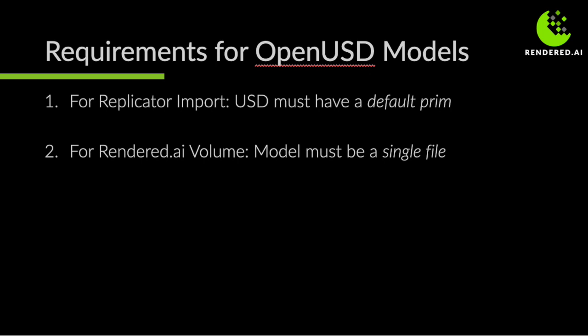The requirements for uploading a 3D model file to Rendered.ai are: 1. The model must have a default prim for Replicator import, and 2. The model must be stored in a single file for a Rendered.ai node to use items from a data volume. This is done with either a USDZ or a zip archive. Here we will use a zip archive. I will show how the name of the zip file will match the name of the internal model file. This is a convention similar to uploading models in blend or GLTF files.